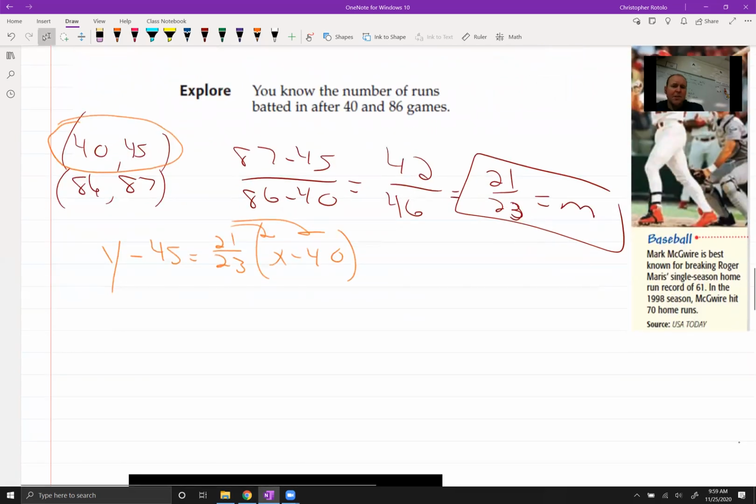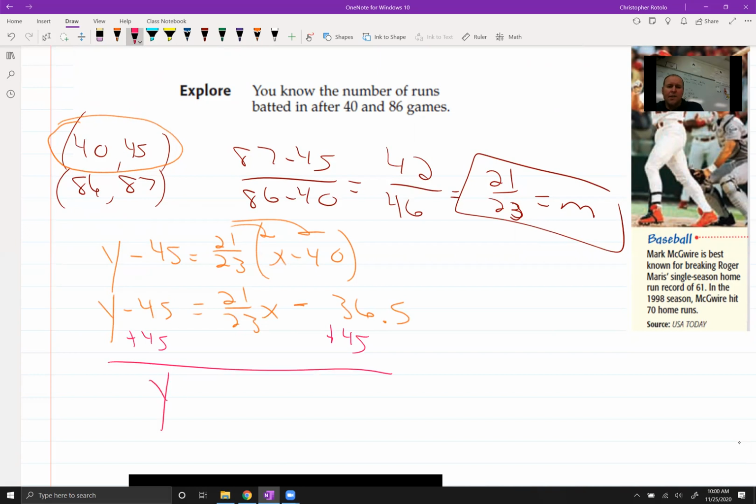All right. So let's distribute that 21/23 x minus, all right. So here's what we got to do. We got to do 40 times 21, and we're going to divide that by 23. Okay, so this is about 36.5 equals y minus 45. And this looks familiar now, right? We're just going to add 45. So y equals 21 over 23 x plus, let's go with 8.5. We'll round it off a little bit. Mark McGwire won't mind.